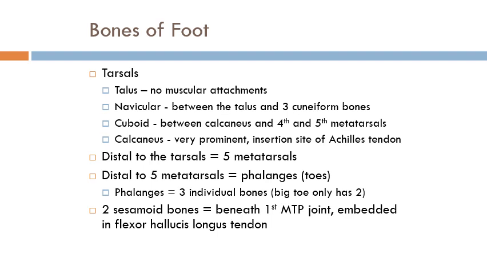Okay, distal to the tarsals, you have the five metatarsals, and then distal to those, you have the phalanges, or the toes in this case. And as I had talked about on the previous slide, the phalanges each have three individual bones, with the exception of the big toe. And here's something to keep in mind.